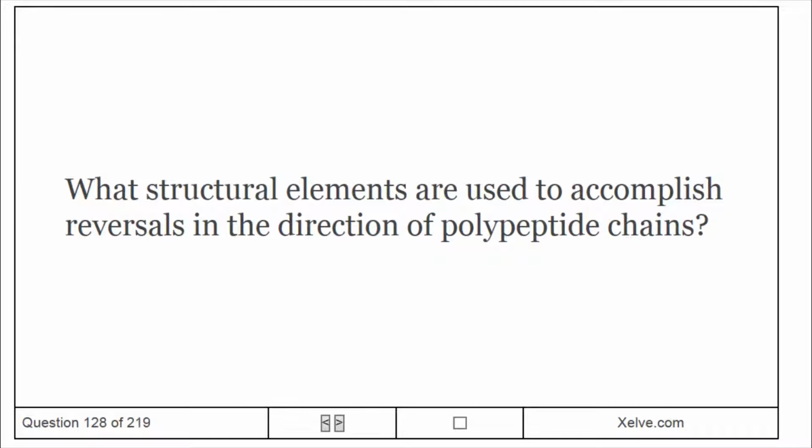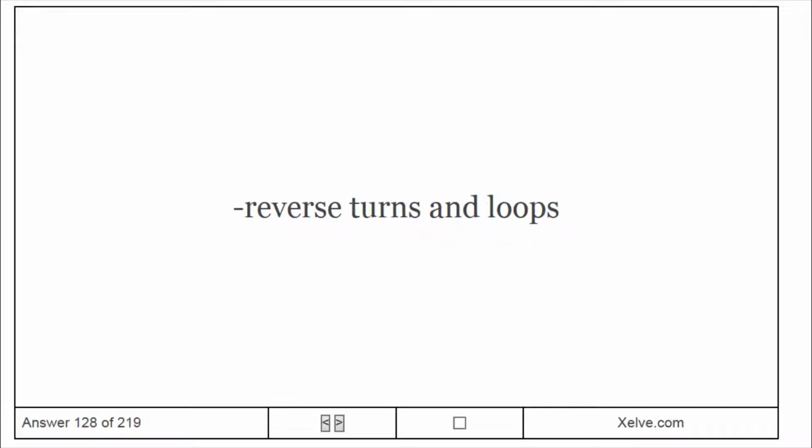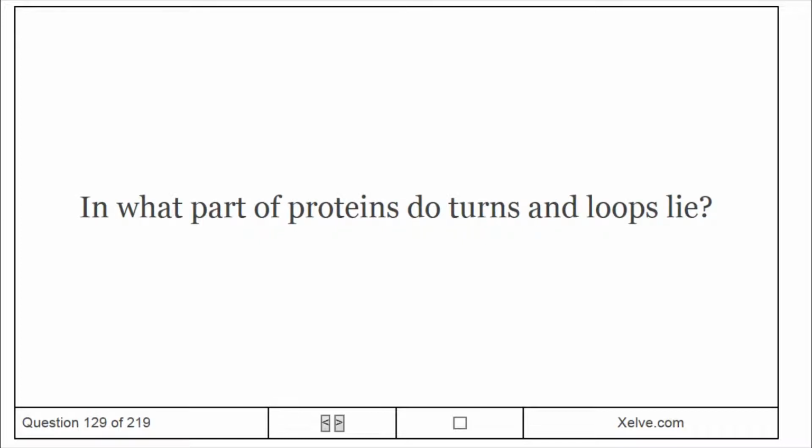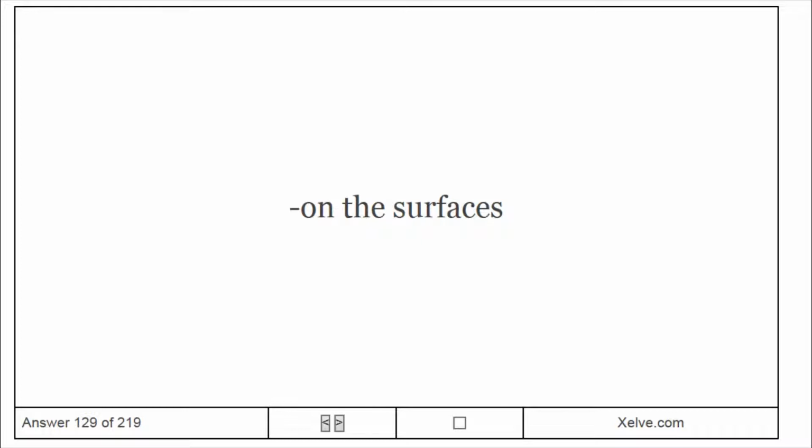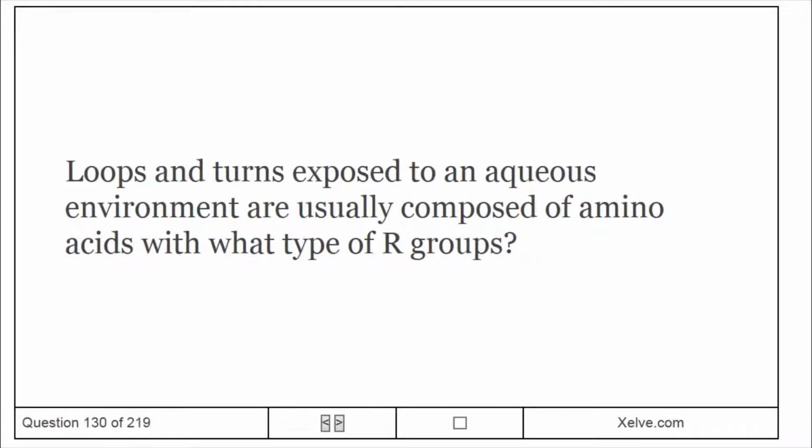What structural elements are used to accomplish reversals in the direction of polypeptide chains? Reverse turns and loops. In what part of proteins do turns and loops lie? On the surfaces. Loops and turns exposed to an aqueous environment are usually composed of amino acids with what type of R groups?